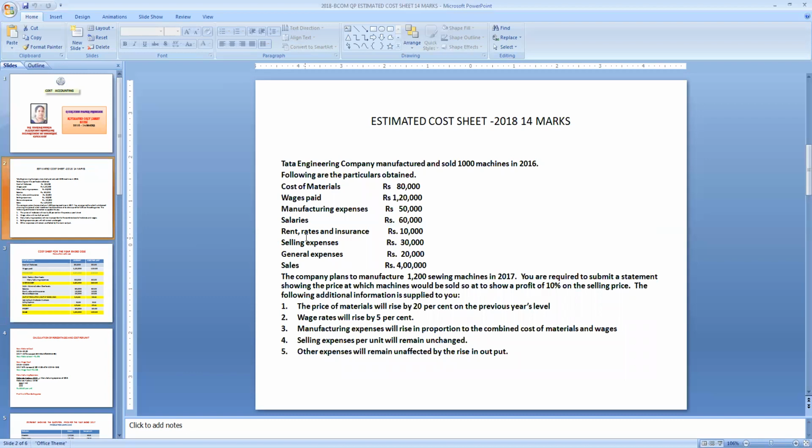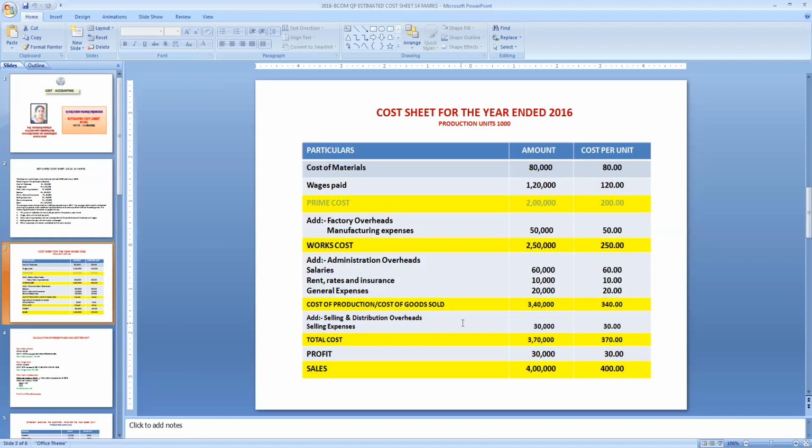One is salaries, another rents, rates and insurance, and general expenses. All 3 values have to be taken here, and the per unit values calculated. Salaries 60,000, per unit is 60 rupees. Rents, rates and insurance is 10,000, per unit is 10 rupees. General expenses 20,000, per unit is 20 rupees. Now we add this to the works cost altogether. It will be 3,40,000, and per unit is 340 rupees. As there is no adjustment belonging to the finished goods of opening and closing, the cost of production and cost of goods sold or the office cost is one and the same.